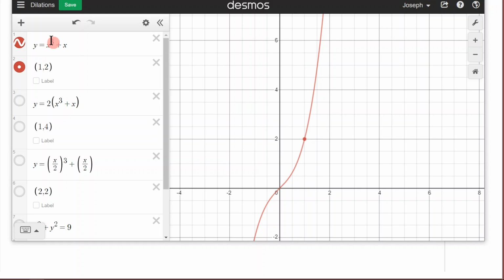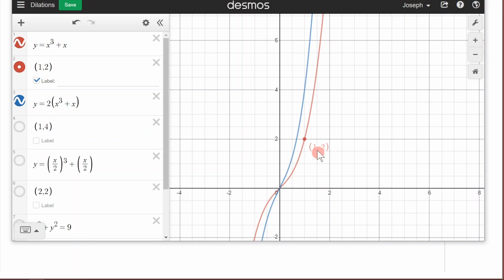And here's the graph we started with, y equals x cubed plus x. And all I've done is I've labeled a random point here, (1, 2). The first question that we did was a dilation from the x-axis, and we ended up with this equation right here. As you can see, this is dilated away from the x-axis. It's pushed away from the x-axis.